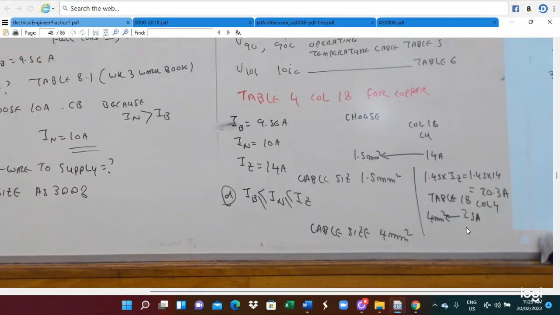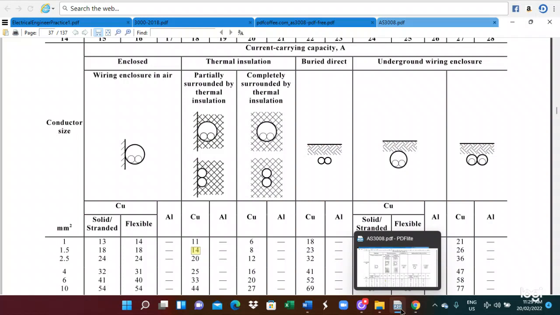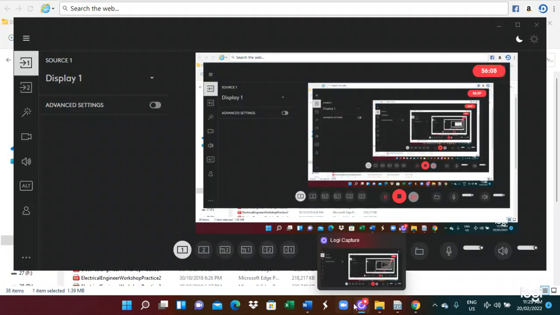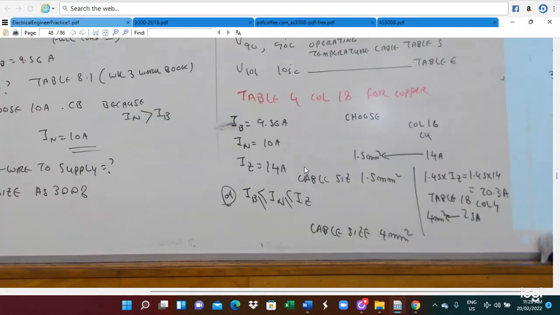greater. So instead of selecting the 1.5 millimeter square, we can select the 2.5 or 4. This is the way we calculate the cable size. Okay, so this problem is a cable selection problem, a typical circuit installation and cable selection problem.